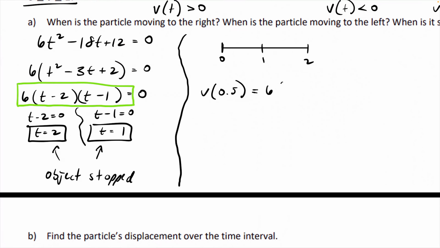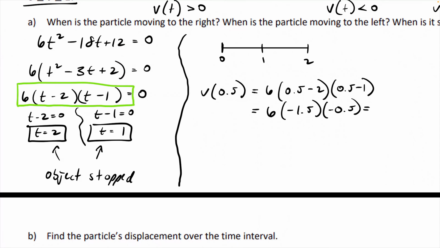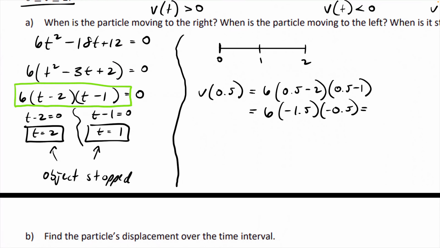So we have 6 times 0.5 minus 2, and then 0.5 minus 1. So I have 6 times negative 1.5 times negative 0.5. Again, I could care less what number it is. I just want to know, is it going to be a positive or negative number when I multiply all those? So what is it going to be, positive or negative, when I multiply 6 times negative 1.5 times negative 0.5? Two negatives make a positive. So in between is positive.